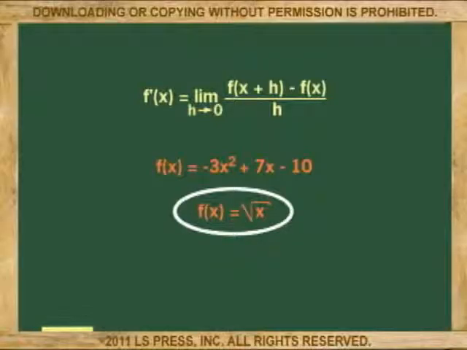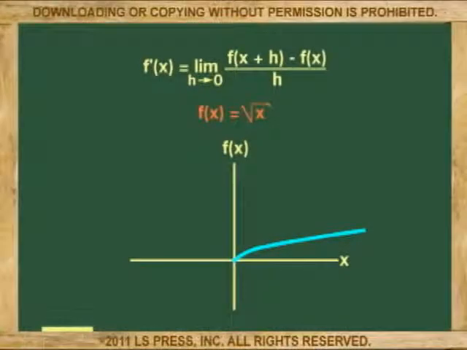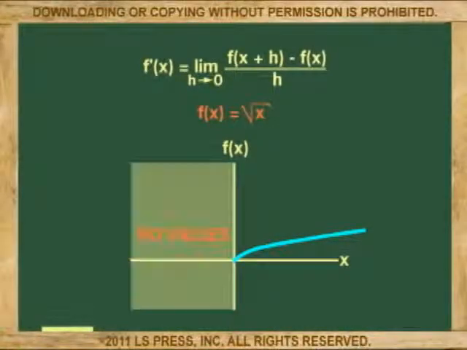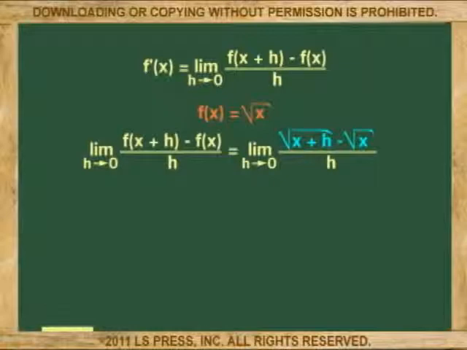The second example is the function of x equals the square root of x, which is represented by this curve. Notice that this function doesn't allow for negative values of x, so x is greater than 0. Anyway, let's do our substitution into the derivative equation. The f prime of x when h approaches 0 is equal to the square root of x plus h minus the square root of x, all of it over h.